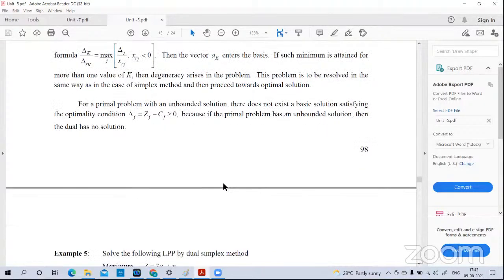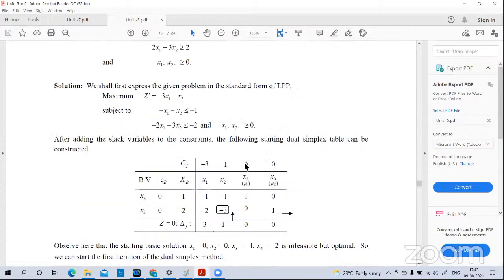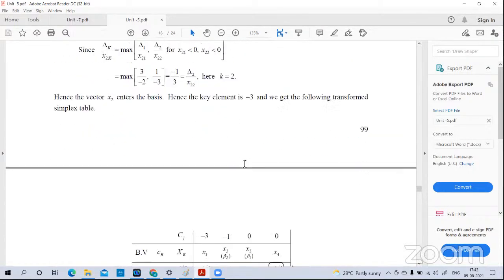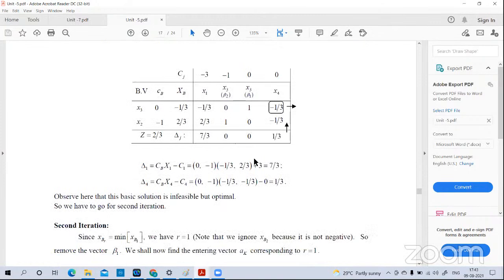If it is less than or equal to 0, we need to go for the next solution. Otherwise, it is unbounded, so the solution does not exist, and we can declare that. The same procedure can be applied. First iteration and second iteration, I got the solution.